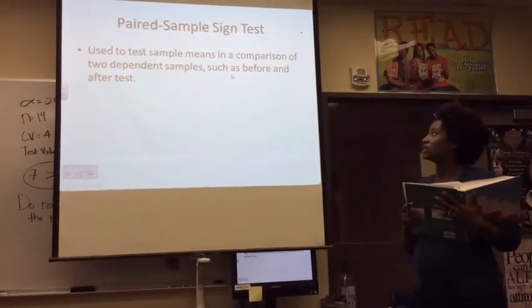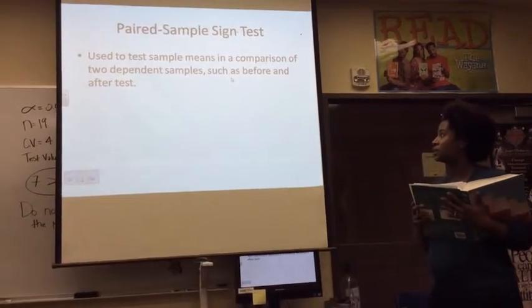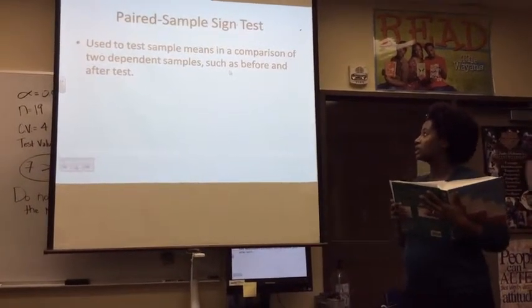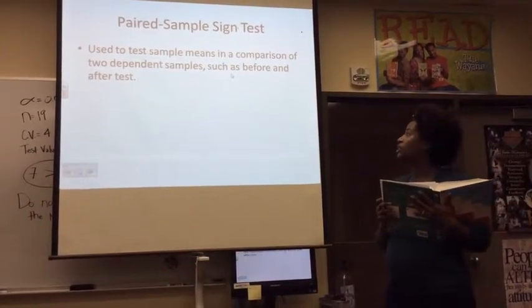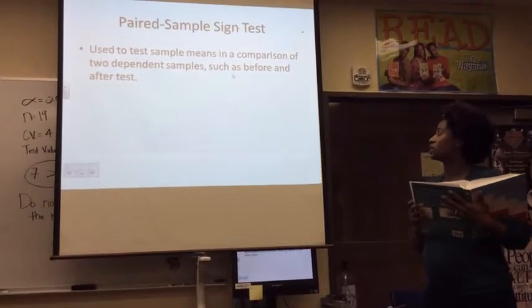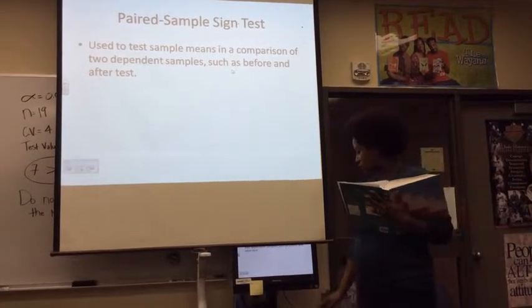The next test is the paired sample sign test. This test is used to test sample means in a comparison of two dependent samples, such as a before and after test.